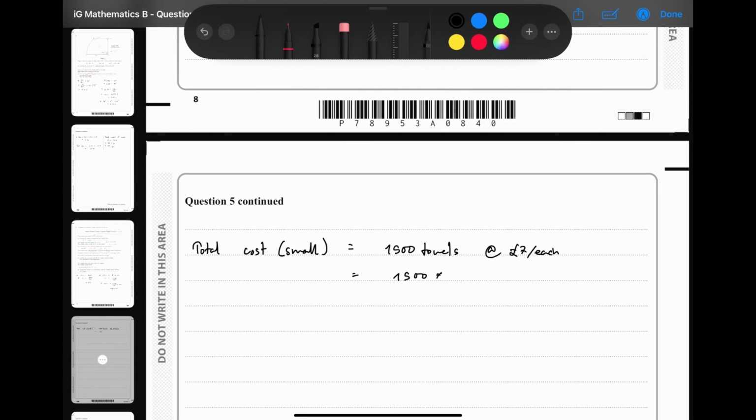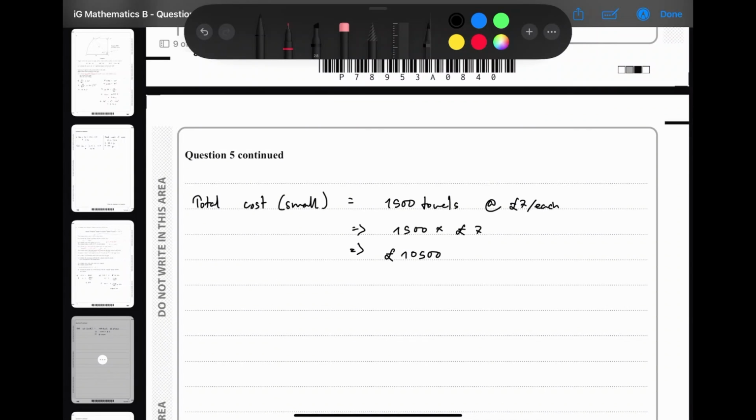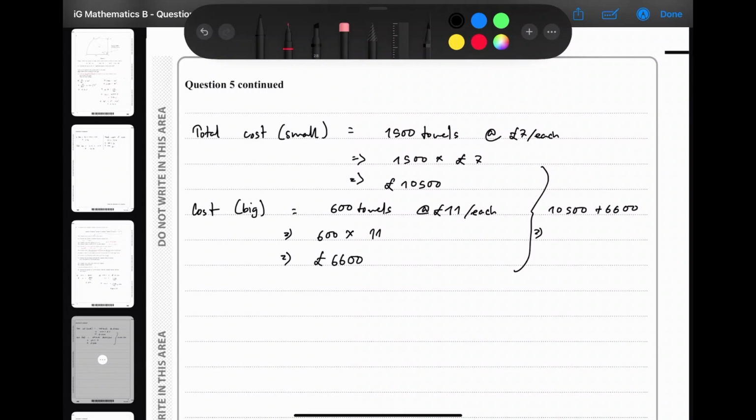1,500 small ones at 7 pounds each comes up to 10,500. 600 of the big ones at 11 pounds each come up to 6,600 pounds. The total costing sums up to a whopping 17,100 pounds.